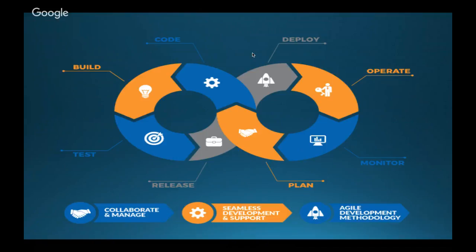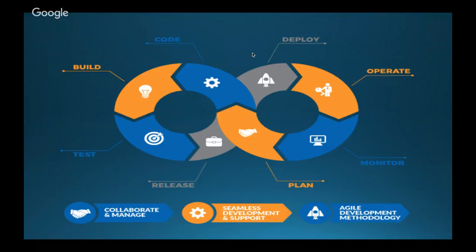Now, there are three sets of processes which are very important in DevOps: collaborate and manage, seamless development and support, and agile development methodologies. I already talked about these three in my previous slides. These three things are very important if you want to implement DevOps in your organization or in your project. Collaborate and manage will remove any kind of miscommunication, and it will make the responsibilities and shared responsibilities between the teams clearer. And it will be easier for managers to manage the whole system end to end.